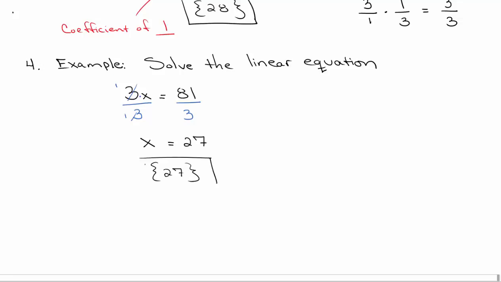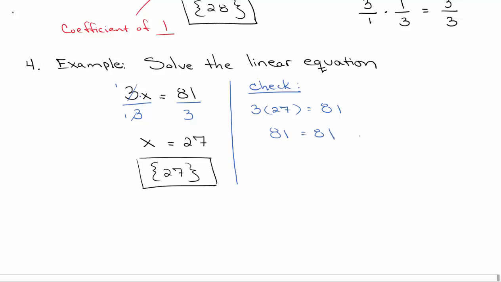Now you're not done until you check your solution. So don't be lazy. Check it. So 3 times 27, and we're trying to see if this is equal to 81. 3 times 27 is 81. Therefore, this is true. So 27 is our solution to this equation. All right, good. Let's try another problem.